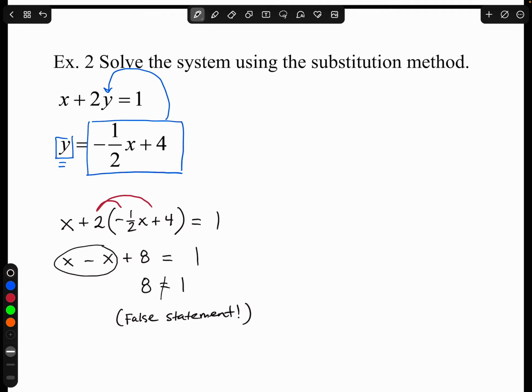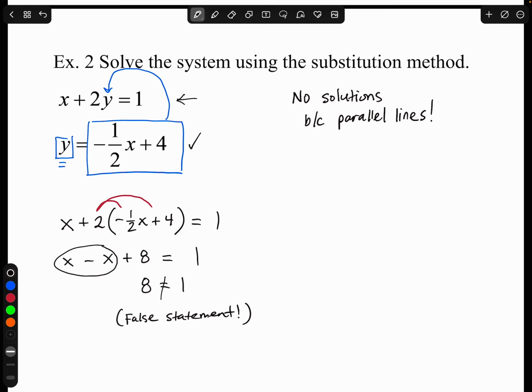So remember, when we have a false statement, 8 does not equal 1, that means that we're unable to solve to get a value for x, which means in this case, when we have no solutions, we have parallel lines. So we'll say no solutions because parallel lines.